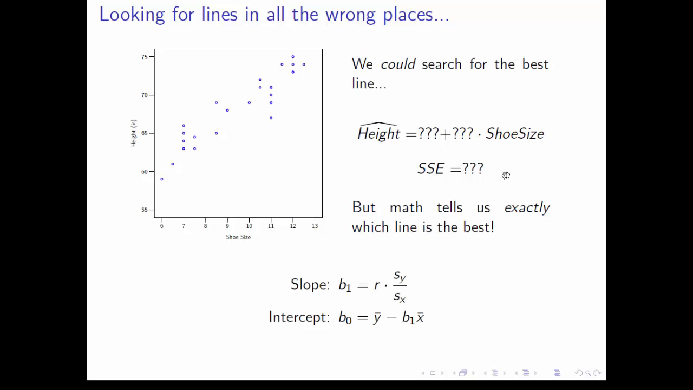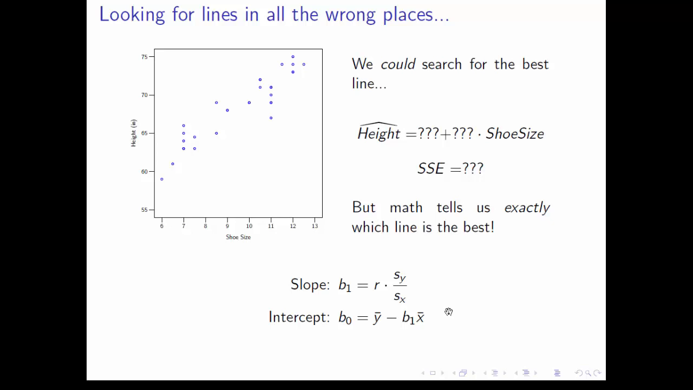Well, here are the formulas. The slope is simply the correlation, remember, that's what little r is, times the standard deviation of the y's. So to compute this, take the heights of all 50 people and compute the standard deviation of those heights. And then s sub x here is the standard deviation of the shoe sizes. So I take the ratio of those two standard deviations, multiply by the correlation, and that is my slope. And that slope is the slope of the line of best fit.